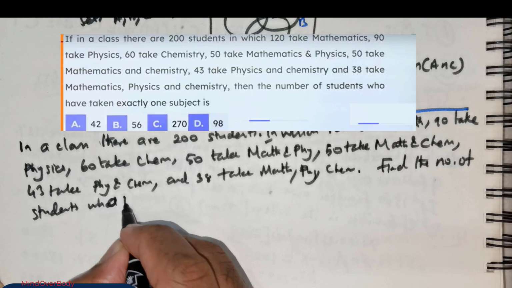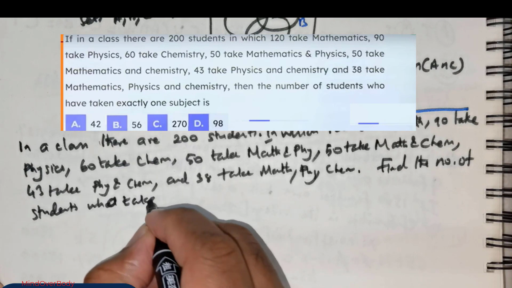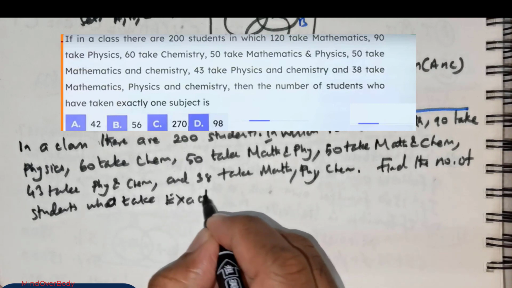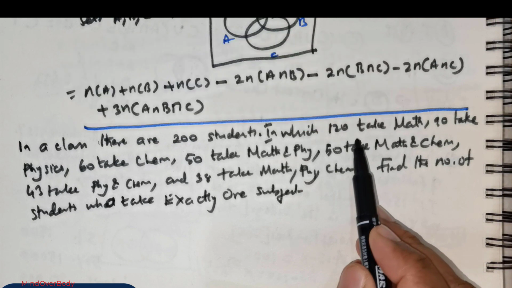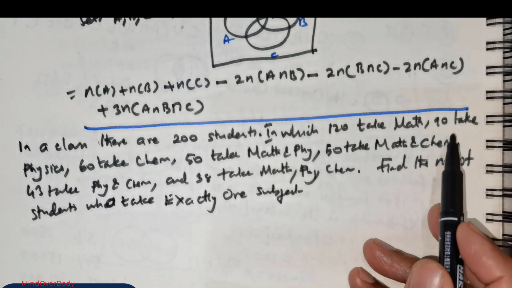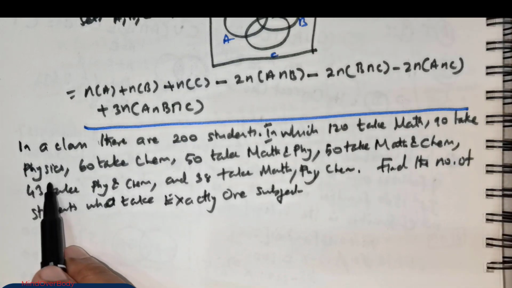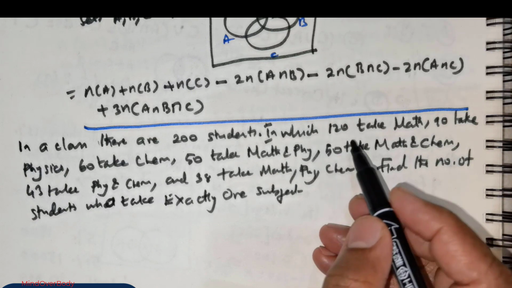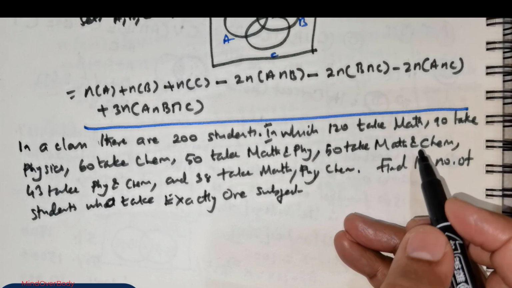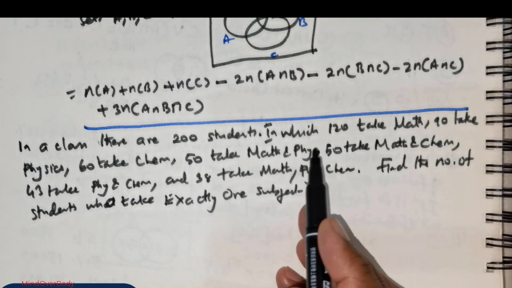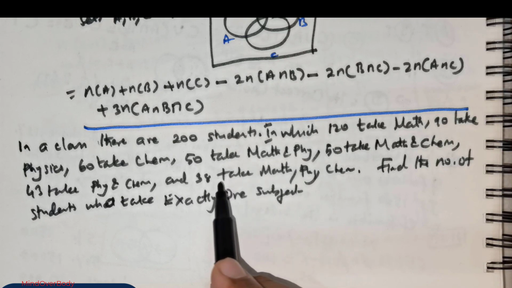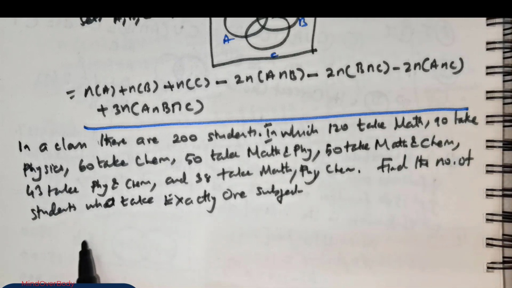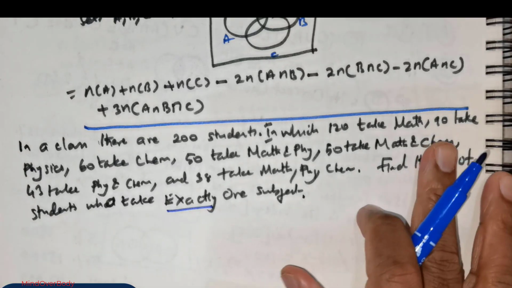who take, okay, let me write it like this, who take exactly one subject. Now you have to understand, now they have given you 120 take math. It doesn't mean 120 students take only math, right? It also states here 90 take physics. It doesn't mean they only take physics. If they do not use that word only, then it means they would be taking math and some other subject also. We don't know. Now this is actually data which is widely distributed among the three subjects, and we are expected to find the number of students who are taking exactly one subject. So the keyword, the main focus is exactly, and that is where we need to use this formula.